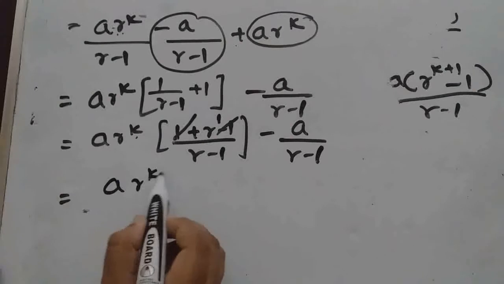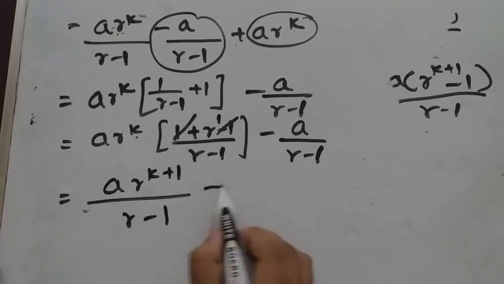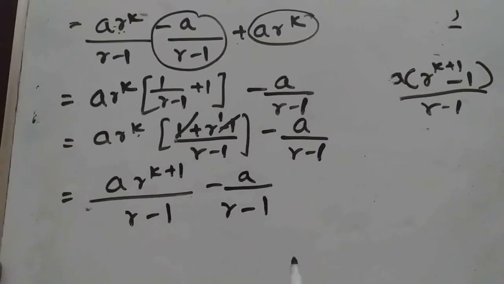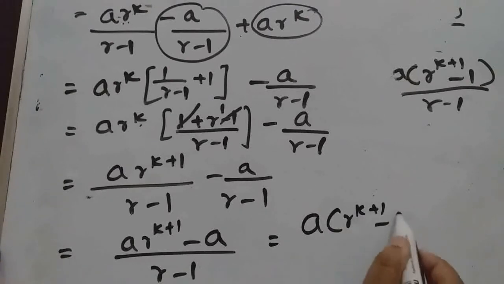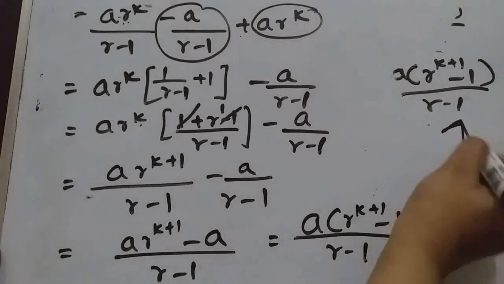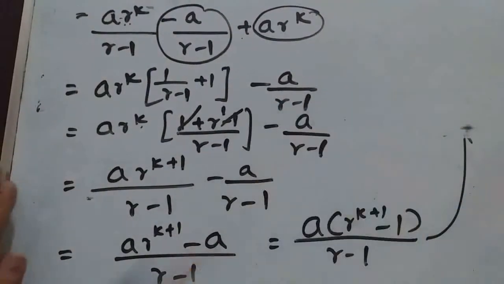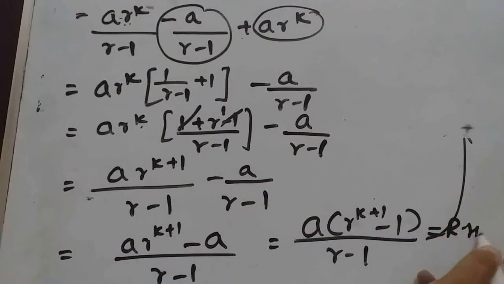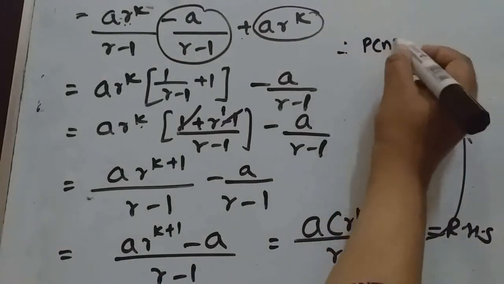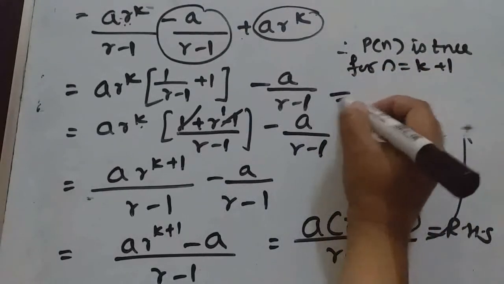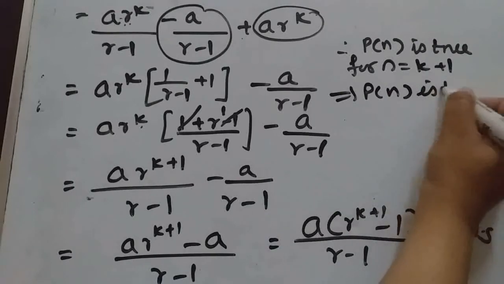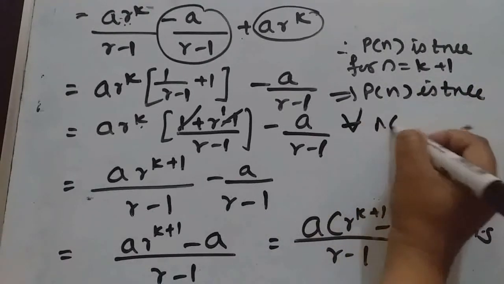So can I write r power k plus 1 divided by r minus 1 minus a by r minus 1. Now the denominator is the same, write it once, and then take a common. See, we got the right hand side. So what we can write here? Equal to the right hand side. Therefore P of n is true for n equal to k plus 1. That implies P of n is true for all n belonging to N.